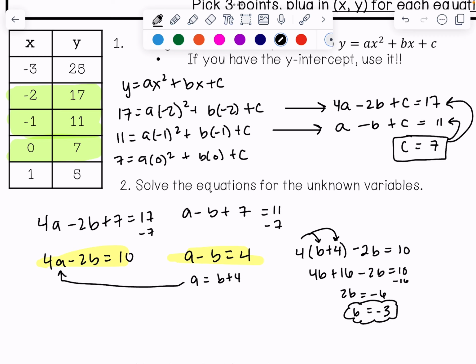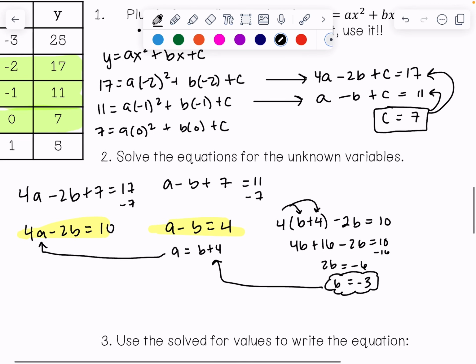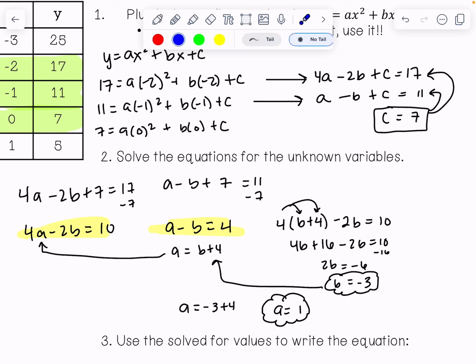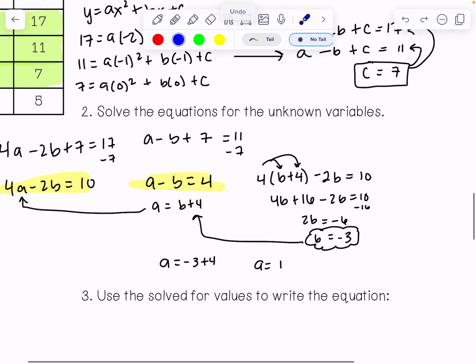Now that I have that, I can substitute it into any of my formulas that I want. I'm going to substitute it in here just because it's a little bit easier. So I have a equals negative 3 plus 4. a is equal to 1. Normally, with a three-variable system, now that I've solved this, I plug these back into one of my original ones to solve for c. But here, because I used that y-intercept, I already had c, which is good.